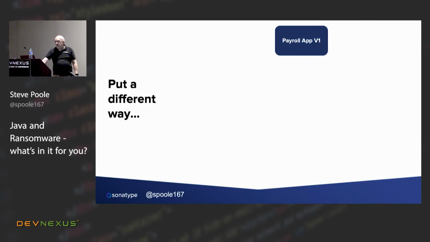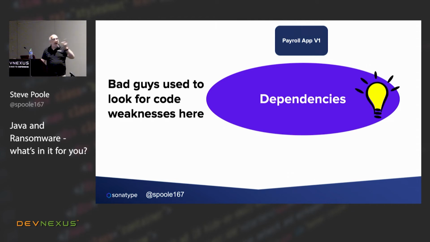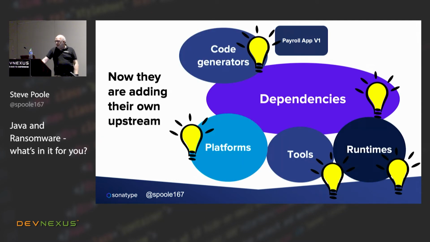So the effect is, if I put this differently, is that your application, right? Most of your application isn't yours. Most of your application is 90% open source that you've downloaded from the web. Even think about it, you run Linux, that's open source. So your application, everybody else's, right? Bad guys used to look for weaknesses in that open source project, okay? That's not what they do now. Now what they do is that they're adding their own, right? In the open source code, in the runtimes, in the platforms, in the tools, in the generators, anywhere they can find, they'll work their way in, okay?